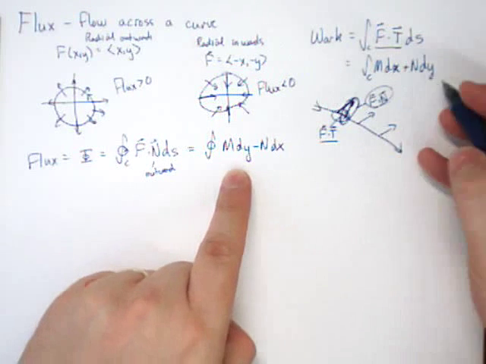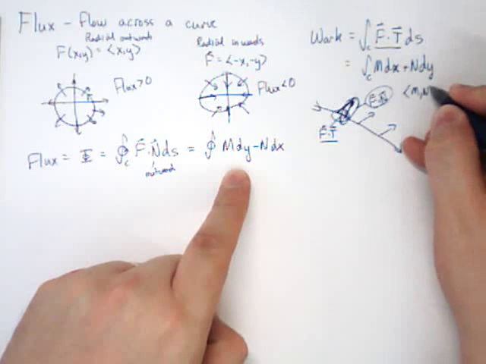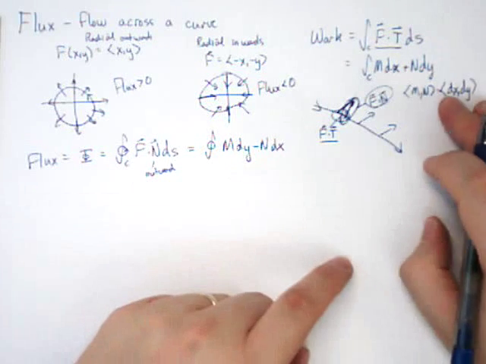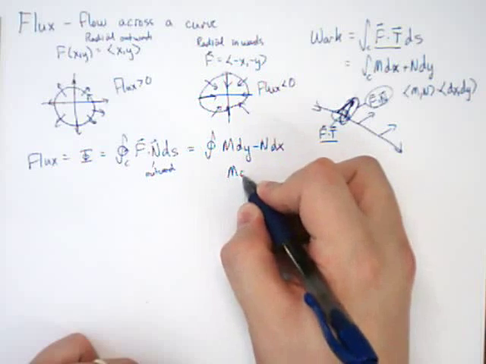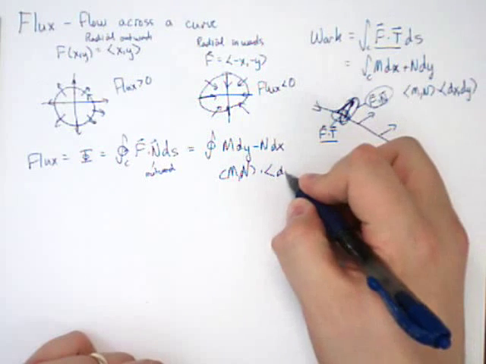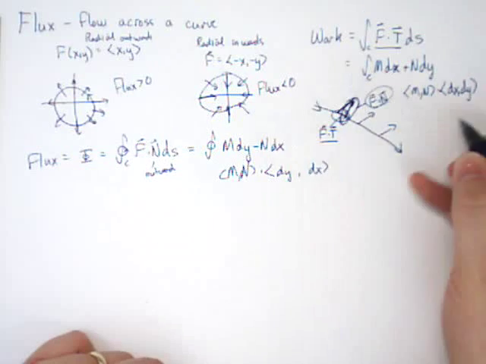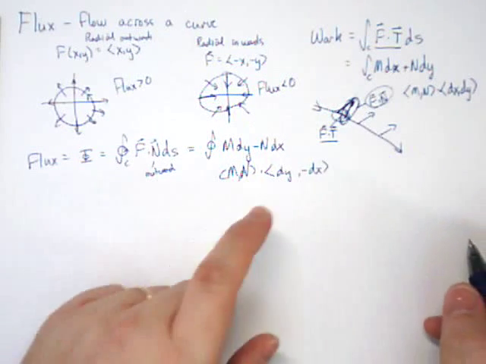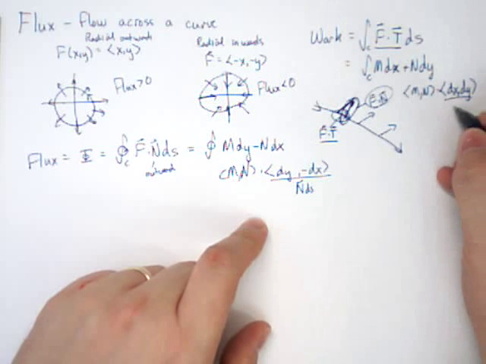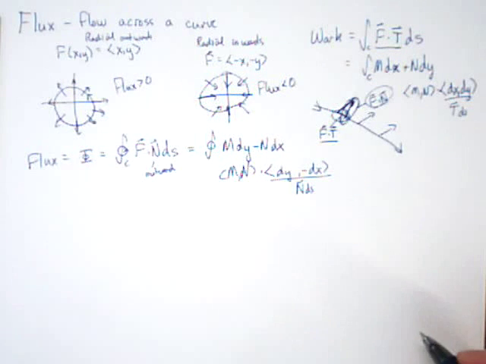How does it differ from this one? You can think of this one as M, N dotted with dx, dy. And if you flip the order, so here I have M, N dotted with, change the order, dy, dx, and then change the sign on the dx. This is your normal vector times a little bit of length. This is the tangent vector times a little bit of length.